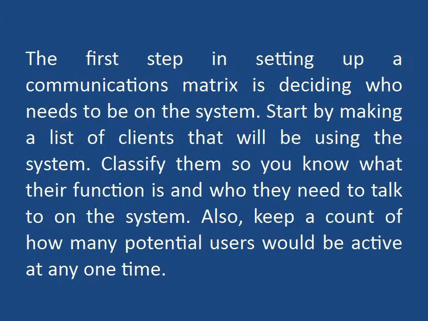The first step in setting up a communications matrix is deciding who needs to be on the system. Start by making a list of the clients that will be using the system. Classify them so that you know what their function is and who they need to talk to on the system. Also, keep account of how many potential users would be active at any one time.